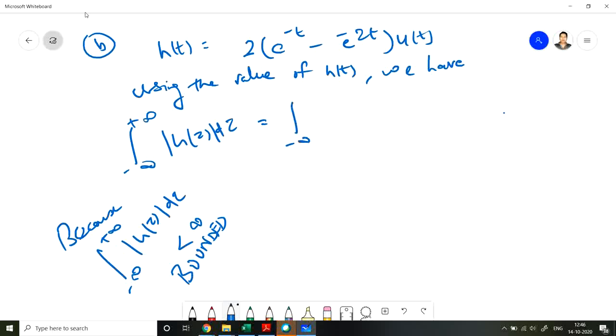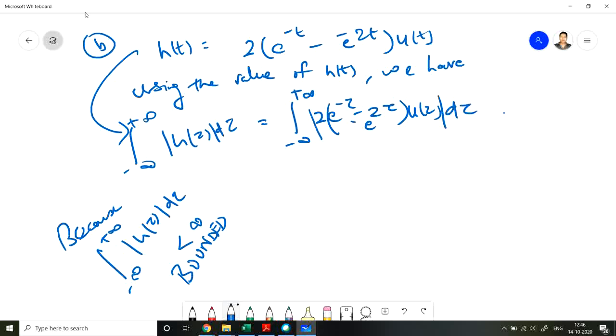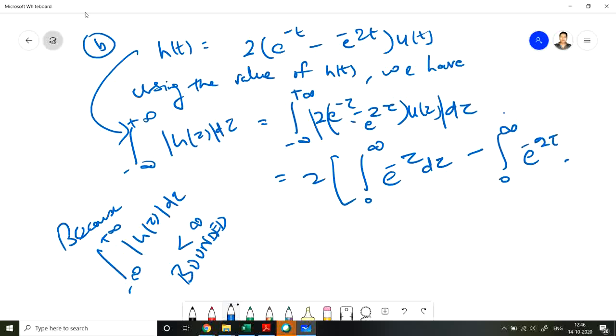So it is minus infinity to plus infinity. Using the h(t) value in this integral, we have modulus of 2e^(-tau) minus e^(-2tau) times u(tau), d tau. So what is the result of this integral? It is 2 times the integral from 0 to infinity of e^(-tau) d tau, minus the integral from 0 to infinity of e^(-2tau) d tau.